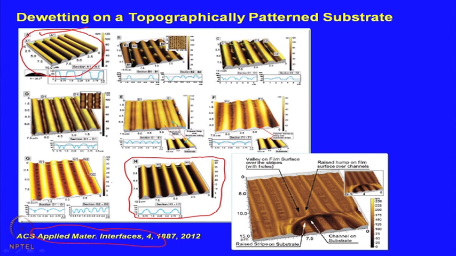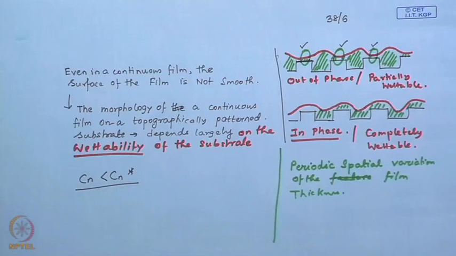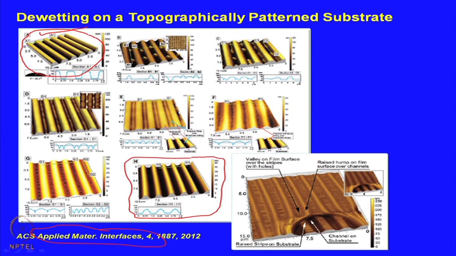But more interesting is that even for Cn less than Cn star, you will not get a continuous film. Because there is not adequate polymer, what happens is there is actually an in situ dewetting during the spin coating process itself, and under certain specific conditions you might get some random structures. Let us say this is a random structure. I am not going into the detailed mechanism. If anyone is interested, you can contact me.